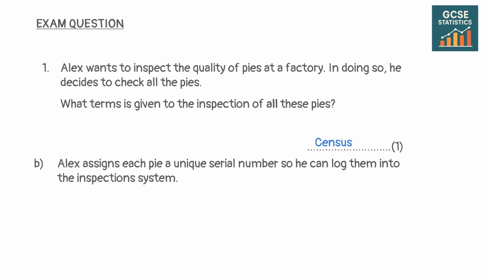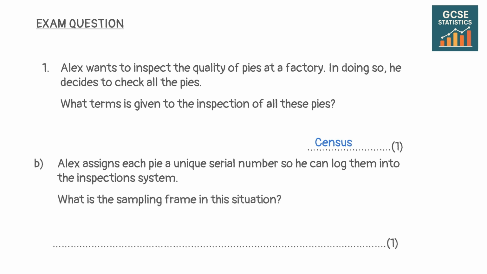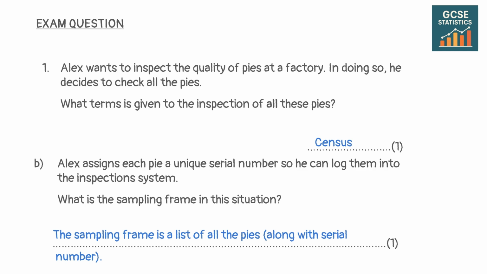For part B, Alex assigns each pie a unique serial number. What is the sampling frame in this context? Well, the most important part about a sampling frame is the fact that it is a list. So we can put that it will be a list of all the pies and their respective numbers.